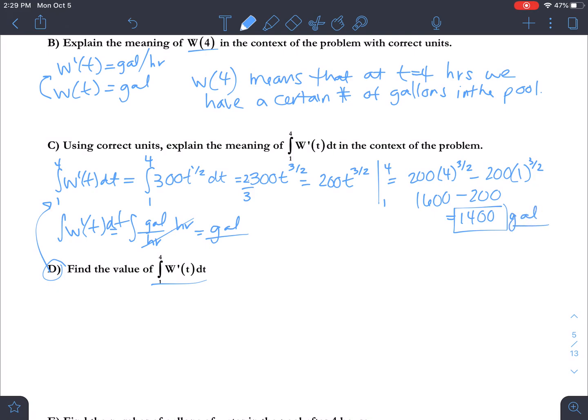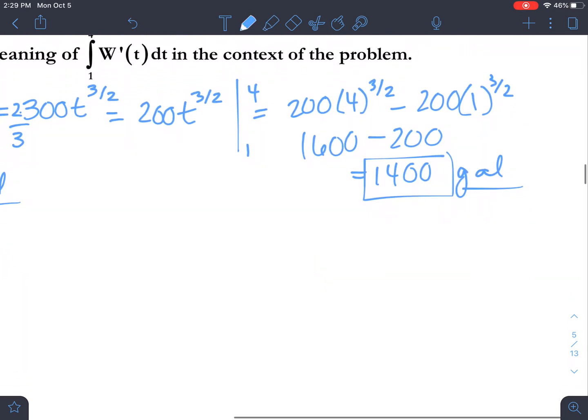Now, we know an integral represents net change. So this is basically just saying, all right, I have 1,400 gallons. That was what was added to my pool between 1 and 4 hours. So if I sat outside, looked at my pool from t equals 1 to t equals 4, in the end, my pool would have gained 1,400 gallons of water. So that's what we want to say in our sentence.